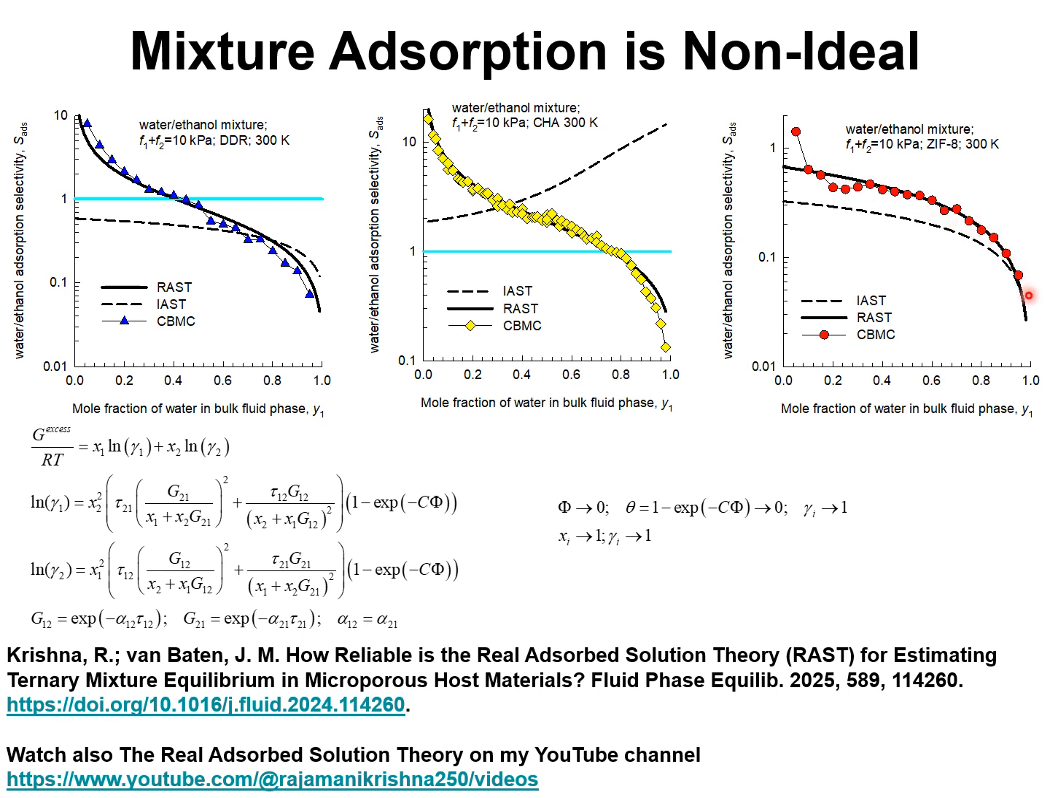For ZIF-8, the CBMC data again shows that the water-ethanol selectivity decreases and becomes increasingly in favor of ethanol as the mole fraction of water in the bulk fluid phase mixture increases. In all cases, we see that the IAST underestimates the water-ethanol selectivity at low concentrations of water in the bulk phase mixture. This is the concentration range of importance in water-ethanol membrane permeation devices.